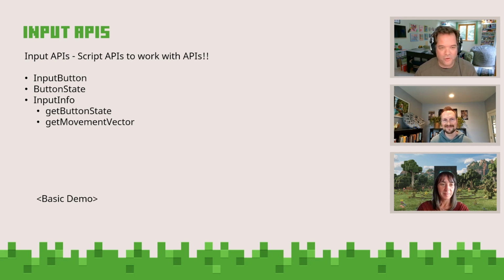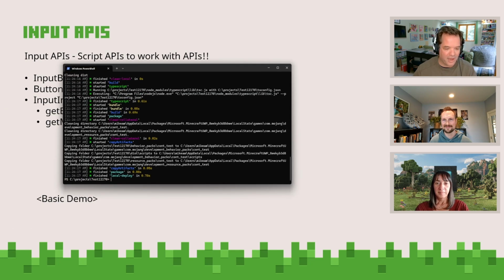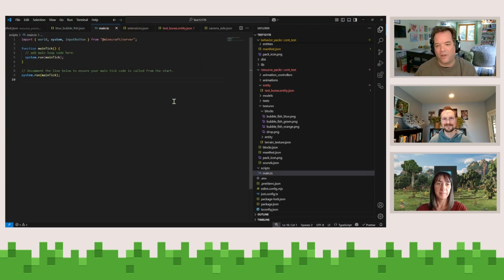So let me go over into my command prompt like this, and let's open up Visual Studio Code. All right, so we've got a very basic test project here that I started. I've done some light updates to it. You can start your own test project if you go to MC Tools, so mctools.dev. You can save it to your local PC and you can have a project that you can hack around with. In this case, we're going to show a little bit of input APIs in 1.21.70.